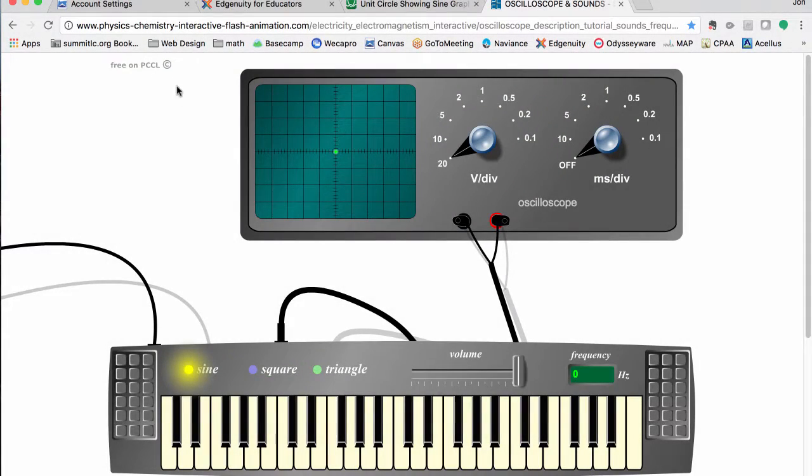All right, here we are. We've got ourselves a nice little keyboard. Notice we've got it clicked on for sine right now. There's the volume. We can play it. We can adjust the frequency. I don't really know what these do, but we'll see. Let's play around with it.